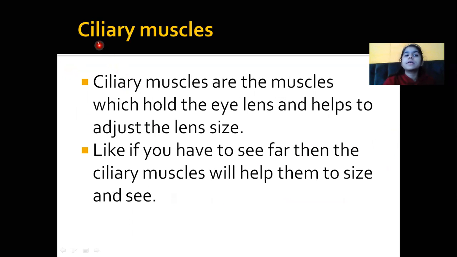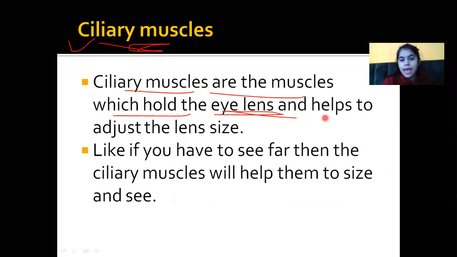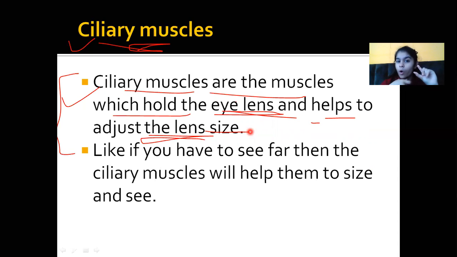Now, ciliary muscles. What are the ciliary muscles? Ciliary muscles are the muscles which hold the eye lens and help to adjust the lens size. So the muscles that I told you hold the eye lens, right?